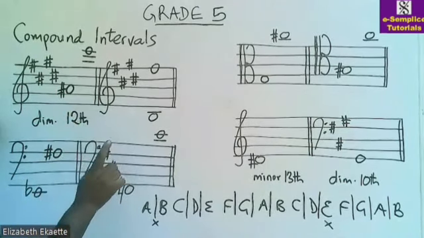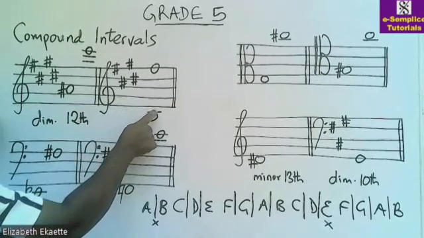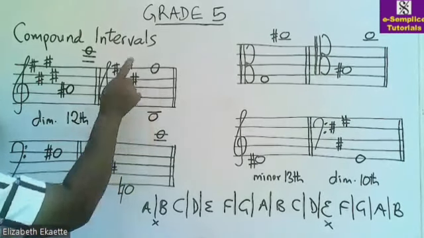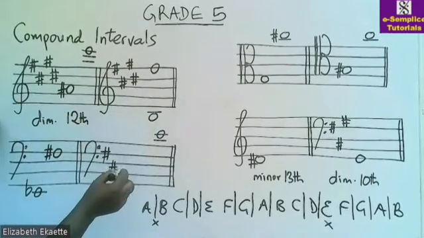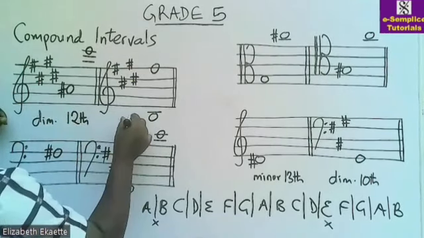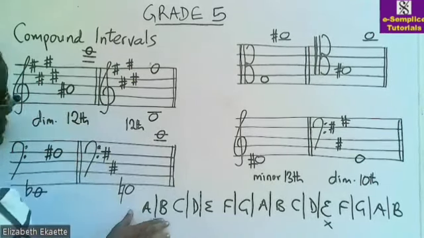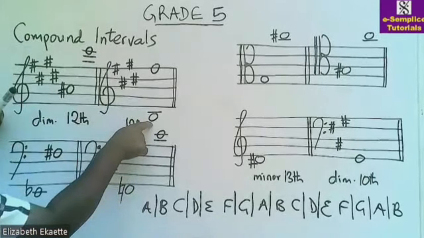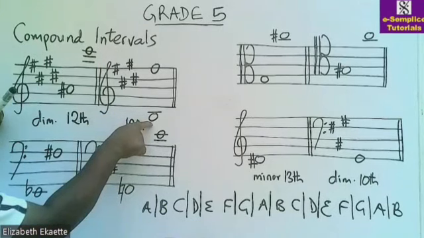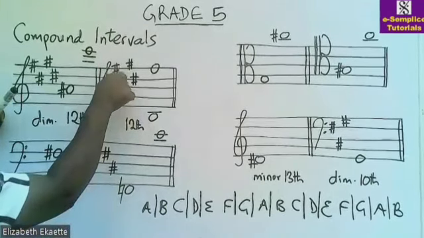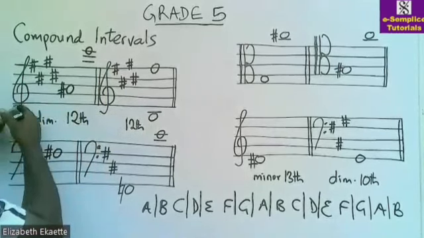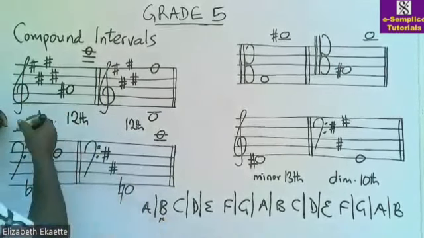Always write the number out first. 1, 2, 3, 4, 5, 6, 7, 8, 9, 10, 11, 12. Another 12. So I put my 12 here. Now I take away the first counting. I locate my note. Watch out, this is B, because there's no sharp on B in the key signature. So I mark B.